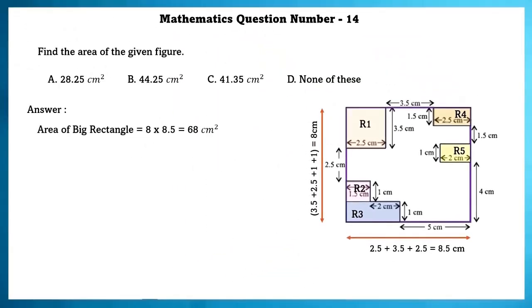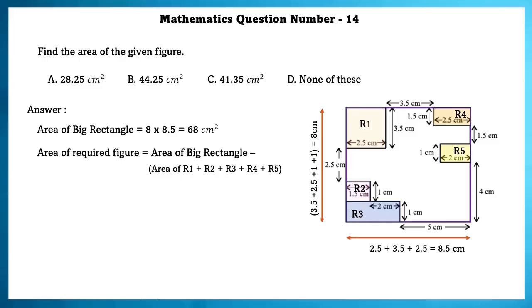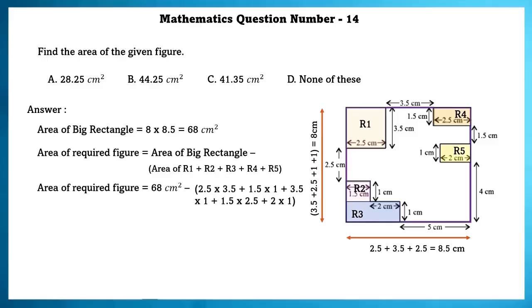So, area of the big rectangle is equal to 68 centimeter square. Area of required figure is equal to area of big rectangle minus area of R1 plus R2 plus R3 plus R4 plus R5. That is equal to 48.5 centimeter square.